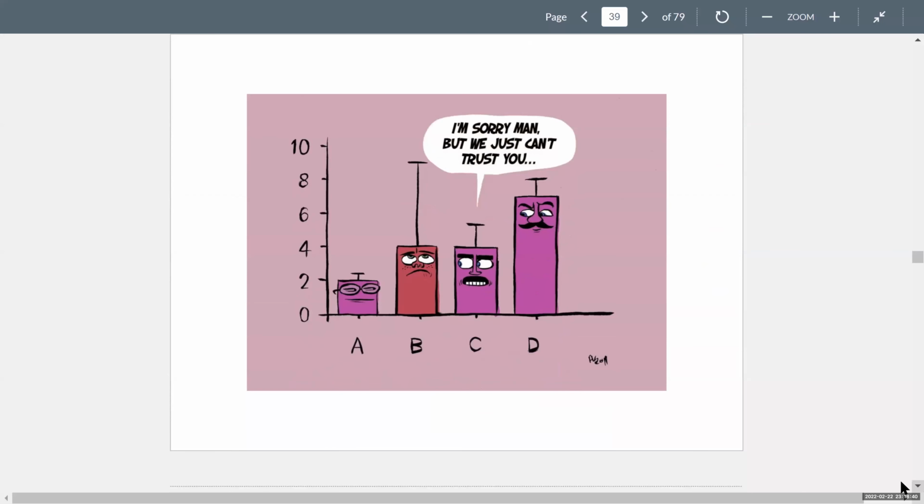All right. So again, how wide those distributions are is going to tell us something about how variable the data set is. Now, why does it matter how variable the data set is? This is an example of showing this bar here for group B. It has a really, really big error bar compared to these other bars. And this guy is saying, I'm sorry, man, but we just can't trust you.